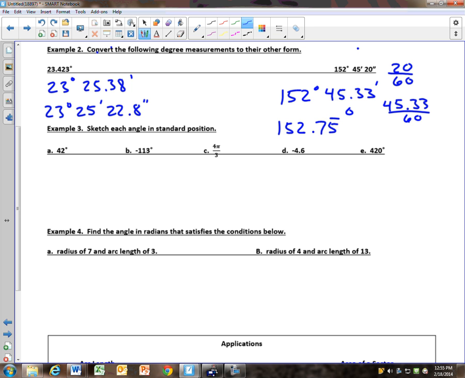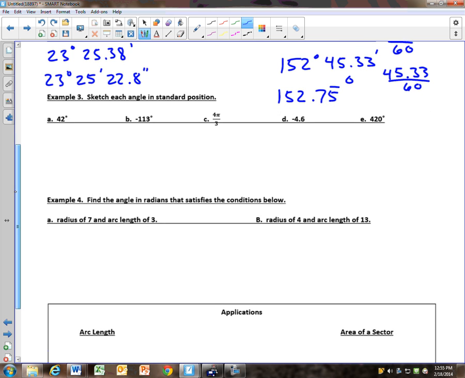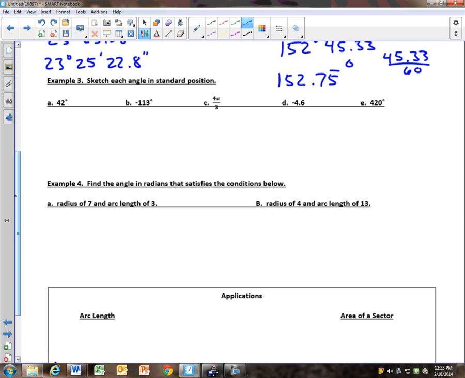Not too bad? All right. Sketch each angle in standard position. We've got two things left to do.